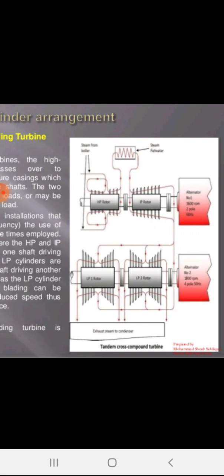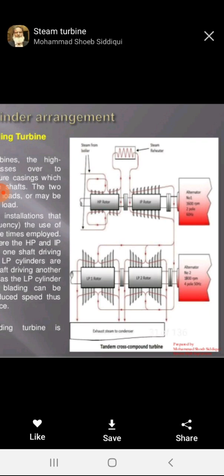Low pressure rotors, high pressure rotor, steam flow, boilers and the steam reheaters. Alternators, the number 2, 1800 rpm, 4 pole stages. Low pressure 1 rotors, 2 pressure rotor. Exhaust the steam to the condenser.